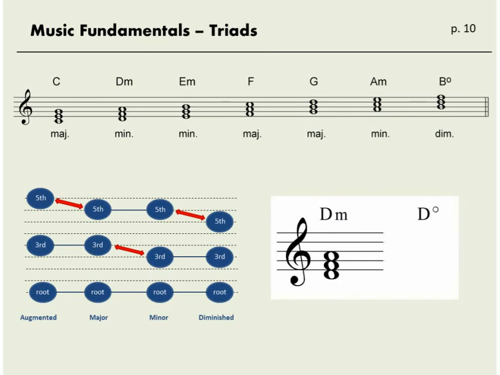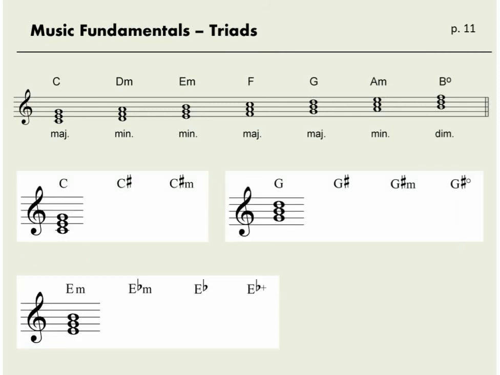Here's one more. How about D diminished? If we start with D minor, D, F, A, to get from minor to diminished, we have to lower the fifth, and so D, F, A flat. So if we know the white note spellings and we know the relationship between the triad types, we can use those two pieces of information to quickly and efficiently spell any chord.